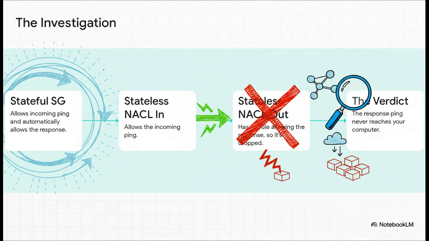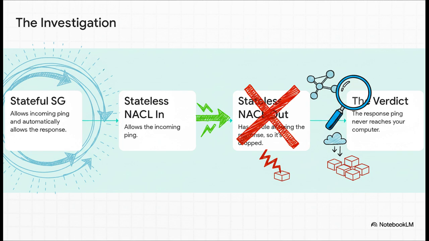All right, let's trace the evidence, step by step. First, the ping hits the security group. Now, remember this. Security groups are stateful. That's the keyword. Stateful means they have a memory. If they let a request in, they automatically let the reply go back out. They remember the conversation. So the ping gets in just fine, no problem.